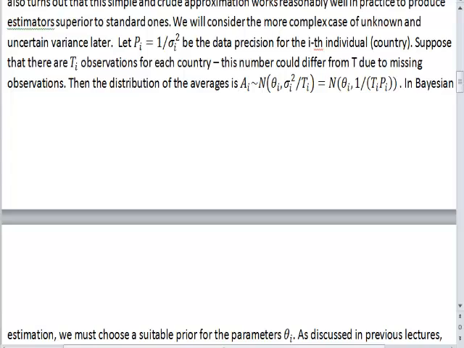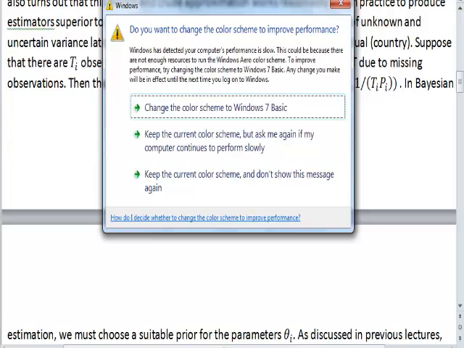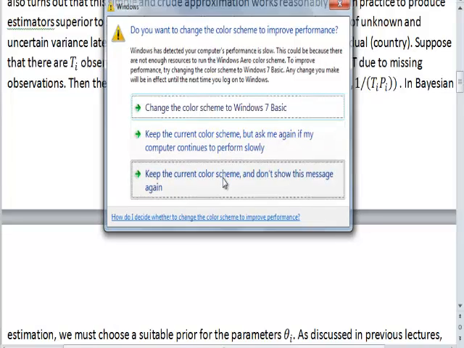So we have AI is normal with mean theta I and variance sigma squared over ti, which means that the average is more precise than an individual observation, and the factor by which the variance goes down is t. If you look at it in terms of precision, then the precision goes up by a factor of t. So it adds. If one observation has precision p, then t observations represent t times p.